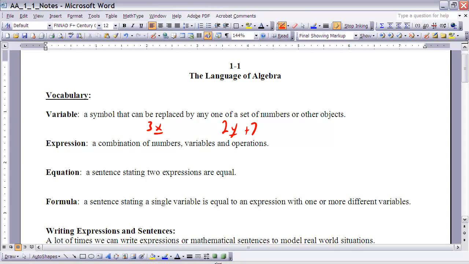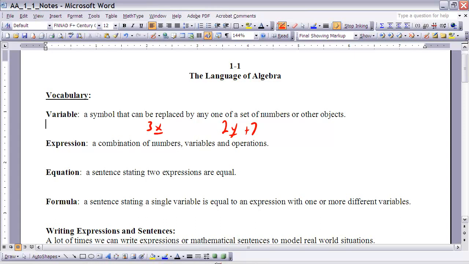An expression is a combination of numbers, variables, or operations. So both the examples that I had above, 3x and 2y plus 7, those would be examples of expressions, where you have numbers, variables, and operations. So when I have the expression 3x, that means 3 times x. Although there isn't an operation symbol there, it's implied that there is an operation symbol.